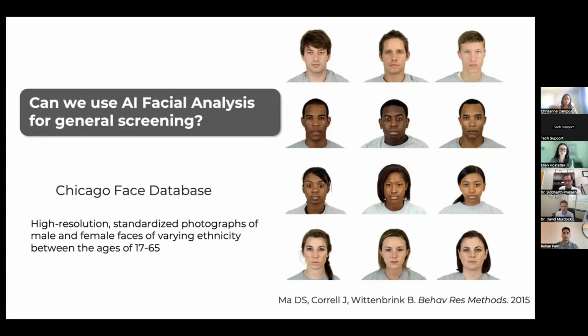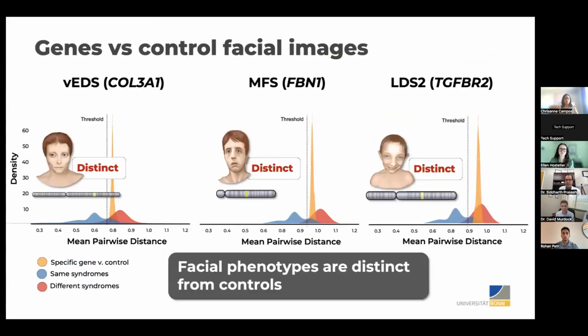And we've used this as our baseline to compare our images from our HTAD patients within the MAC registry. When we do that, we find that there are indeed distinctions between VEDS, Marfan, and Loeys-Dietz type 2 and the general population, this control population. And so we can do a statistical analysis and plot that analysis in different ways.